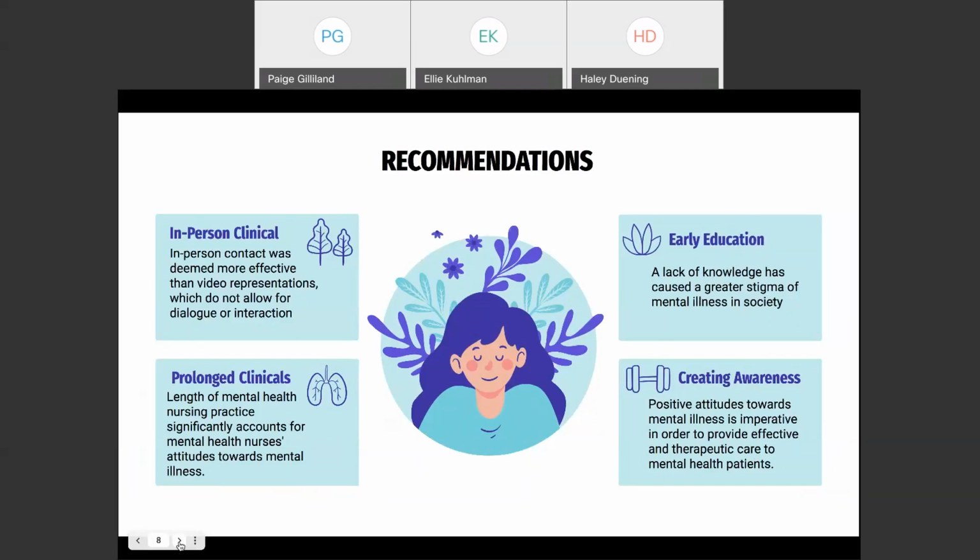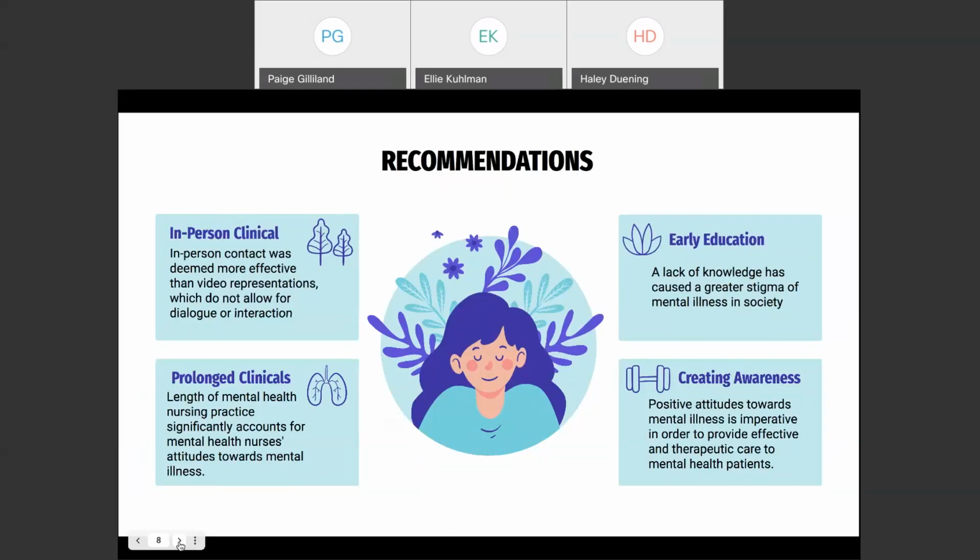Early educational intervention is key because there's a greater stigma due to lack of knowledge of these illnesses in society. One study determined that a higher education level of the nurse could potentially alleviate negative attitudes associated with mental illness. Creating awareness of biases is also essential to delivering therapeutically effective nursing care.